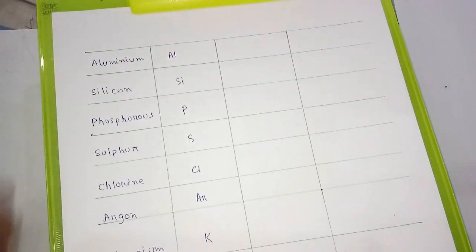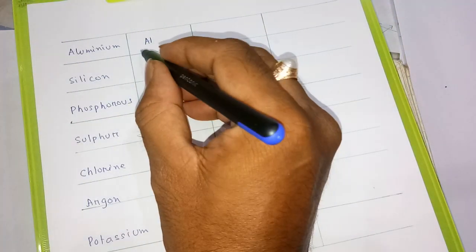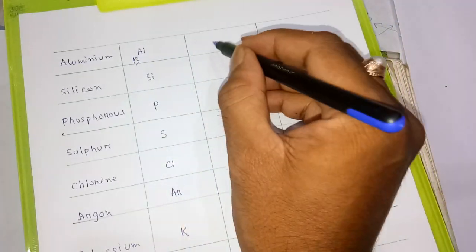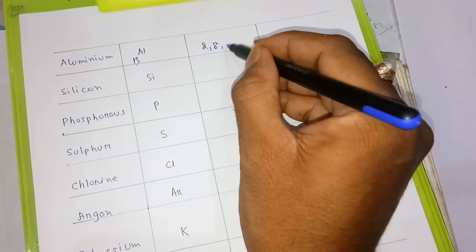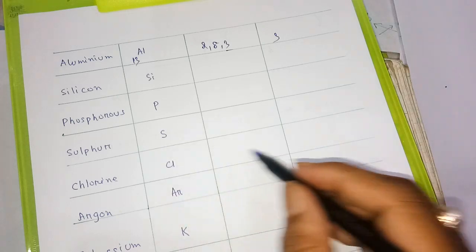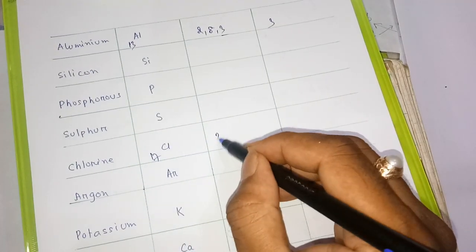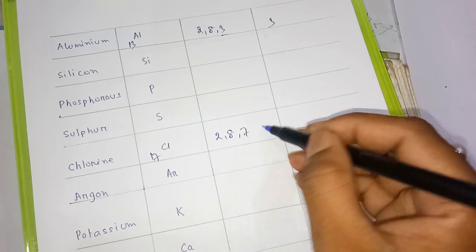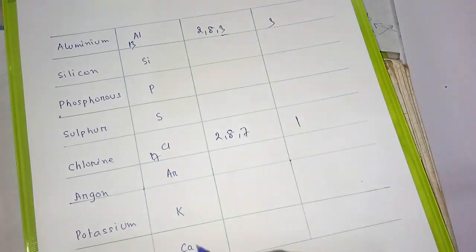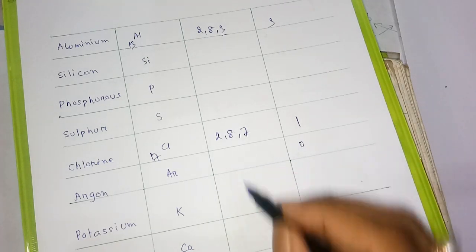So I am moving to the next page. So these things you can write on your own also, student. For aluminium, 13, it will be 2, 8, 3, the valency is 3. Chlorine is 17, so we can write 2, 8, 7, 8 minus 7, valency is 1. Argon, again this one is valency 0.